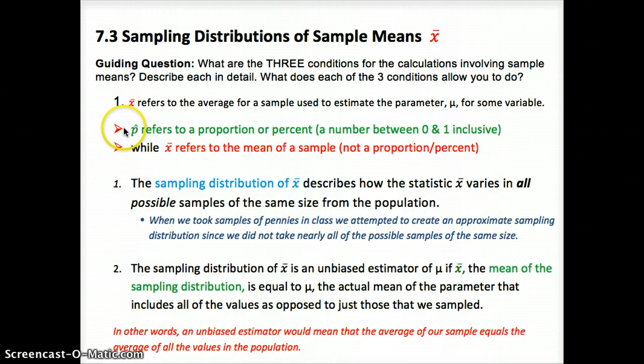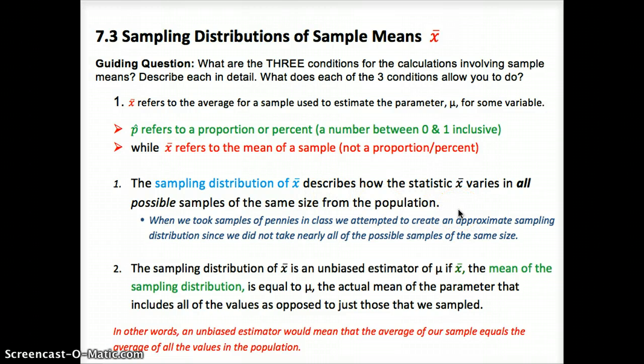So p hat referred to our sample statistic for a sample proportion. X bar is what we use to refer to a sample mean. That's the difference between p hat being a proportion and X bar being a mean, where they're both regarding the statistic from the sample.